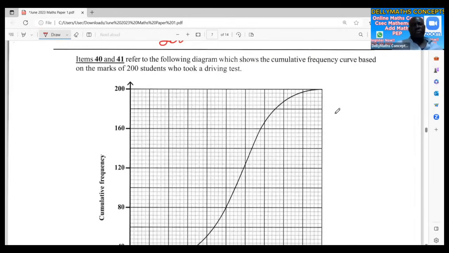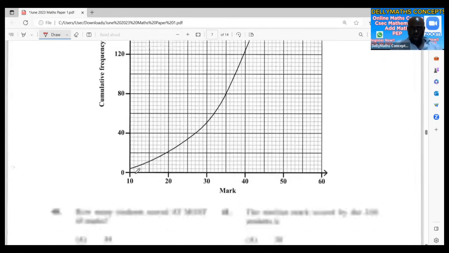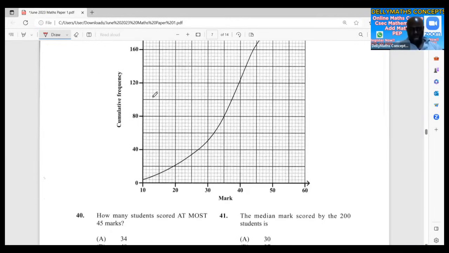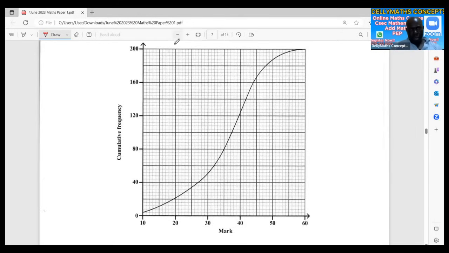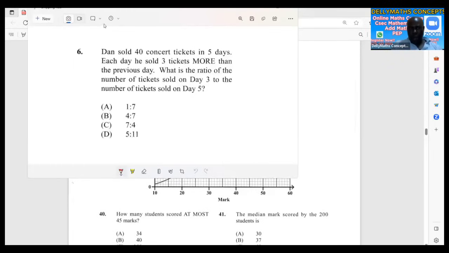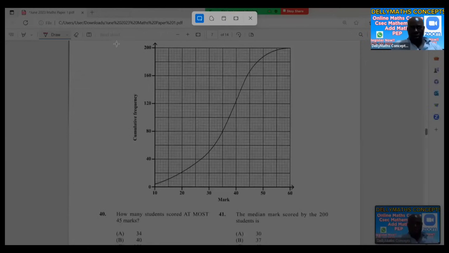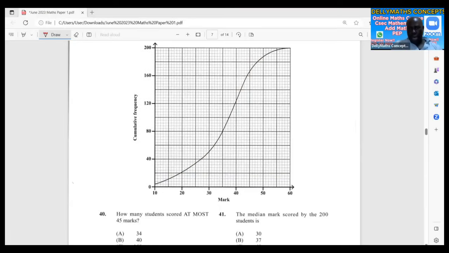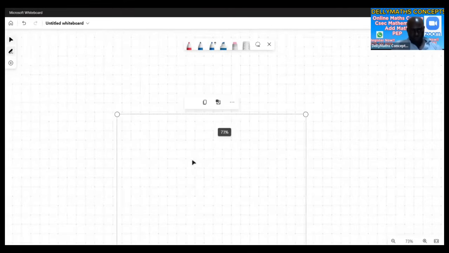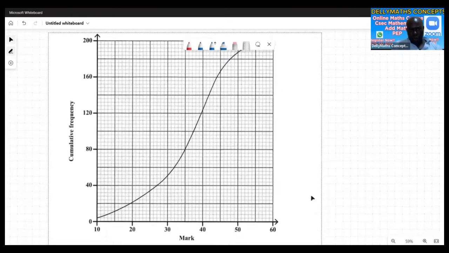All right, so it says here 40 and 41 will be referring to the diagram below. We're talking about the frequency of 200 students right there. We want to take a quick look at this, see what's going on. The question says how many students score at most 45? We could quickly take this to have a very good look if we want. At most 45. Let's go for that.